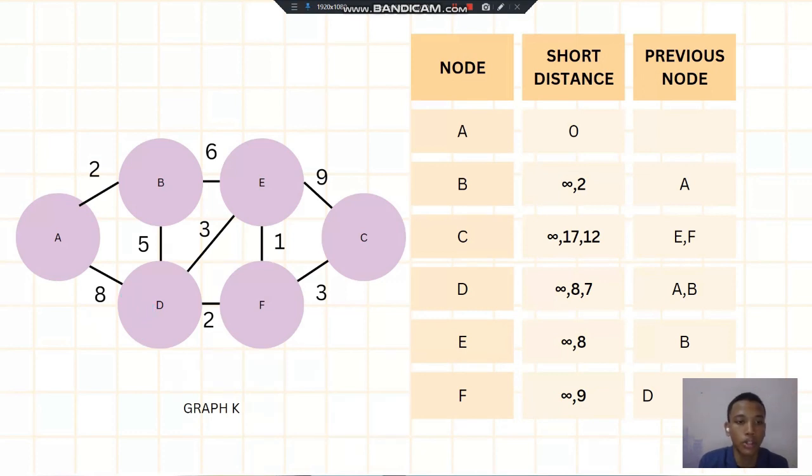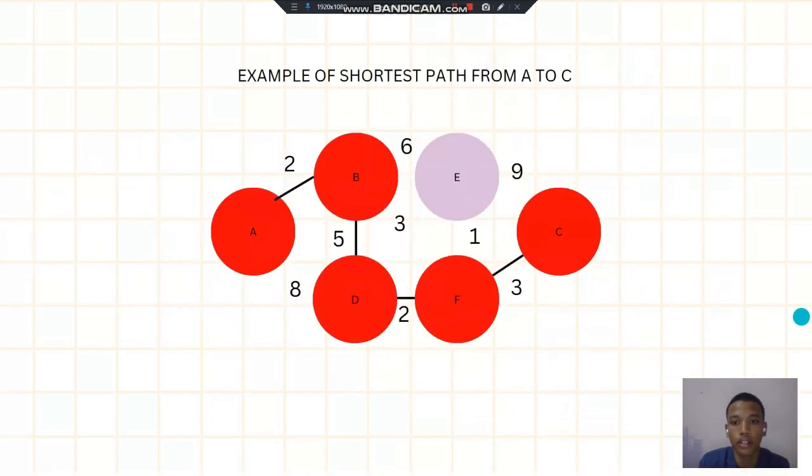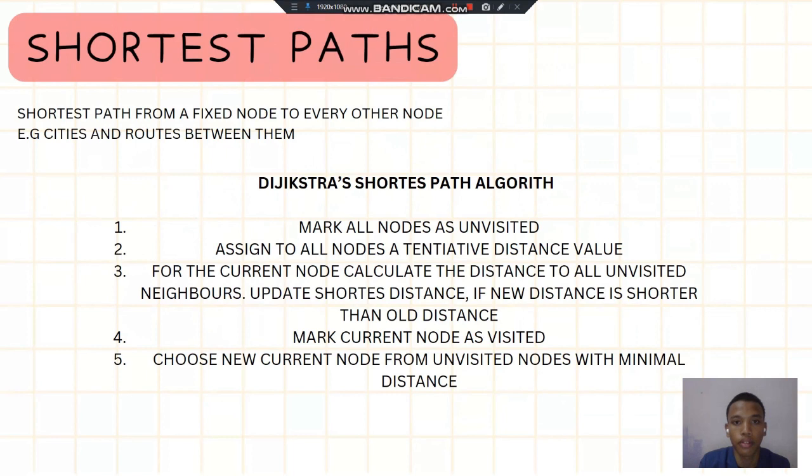longest. So repeat all the steps as I mentioned before until the last node. So from here we get these, which are the example of the shortest path from A to C. So this is what we got when we use the Dijkstra shortest path algorithm. That's all from me.